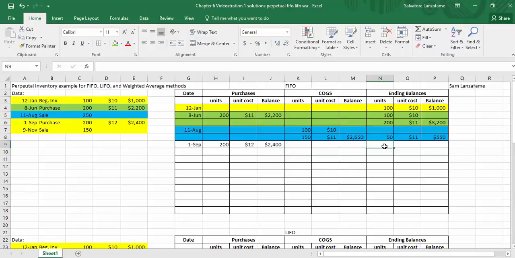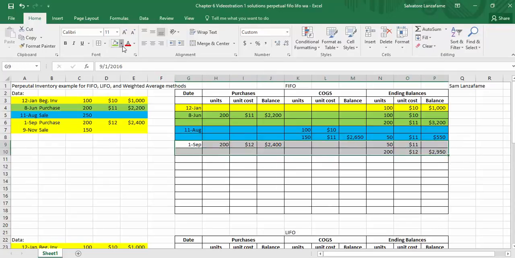So we definitely have some inflation happening here. But in our new inventory, I look at what I had most recently, 50 at 11. So I want to copy that. And then what I want to do is add in my new stuff, 200 at 12. So now my inventory total, 50 times 11 plus 200 times 12. And my new balance is $2,950.